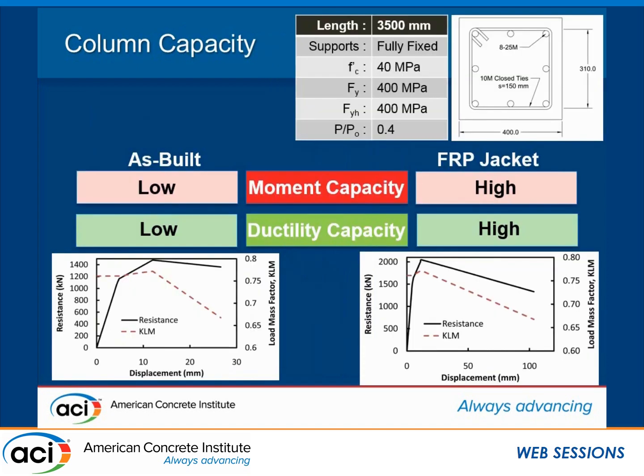So after the fact here, this is a random column, not one tested here. If we look at a particular column, we can say that the effect of an FRP jacket can increase our displacement ductility over something else if we look at the scale of these things. But it can also increase our capacity if we look at the scale of these.